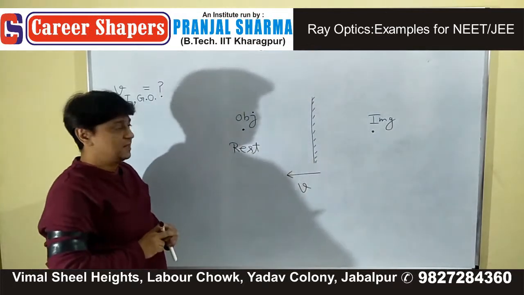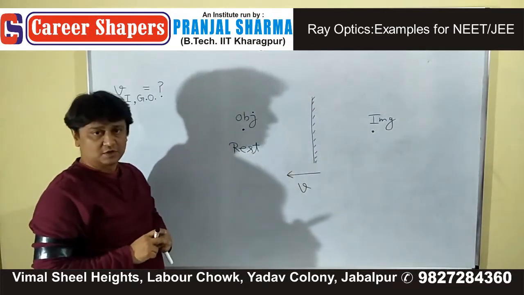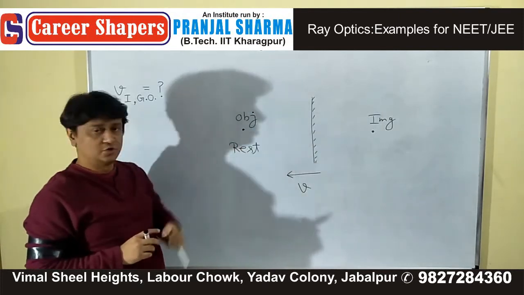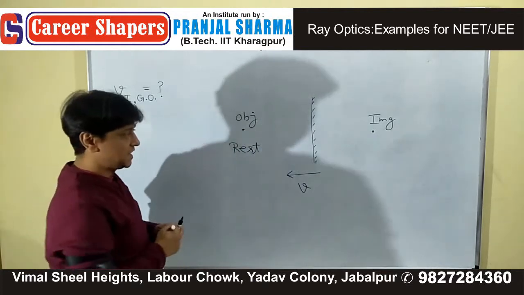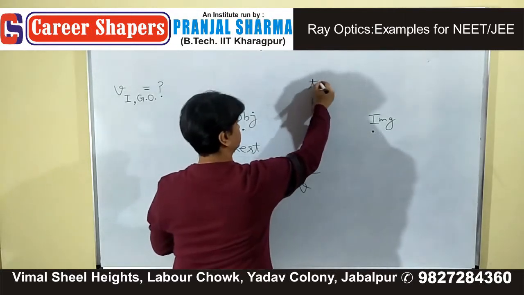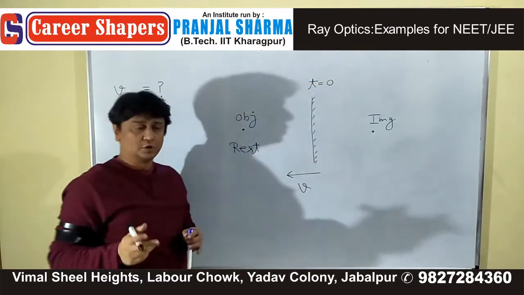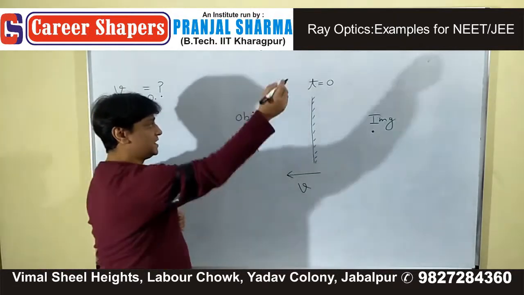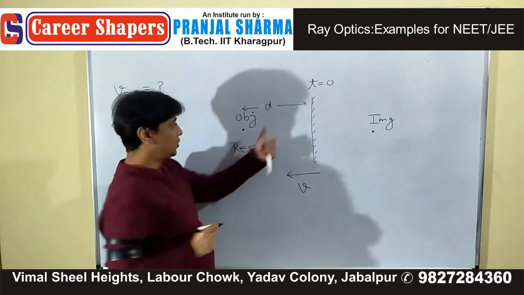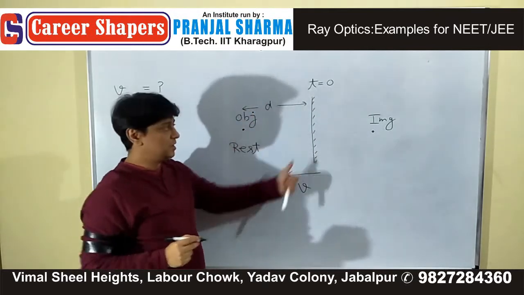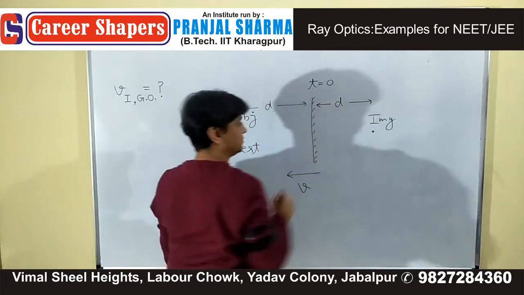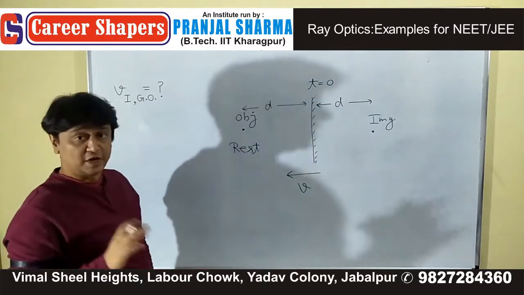Now, let's go with the detailed version first, and then we'll see the trick part. Object, image. Let's say this is the setup at t equals 0. At t equals 0, the ground observer finds that the distance between the object and the mirror is d, and therefore this distance is also what? D. This is the initial setup.